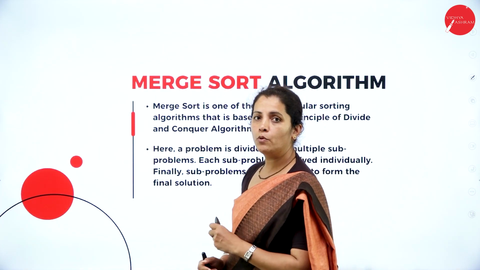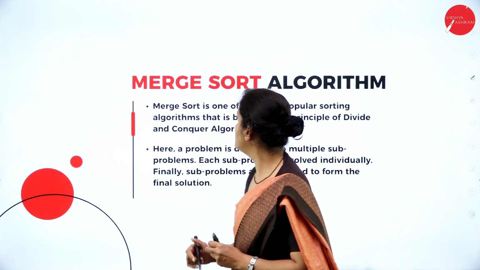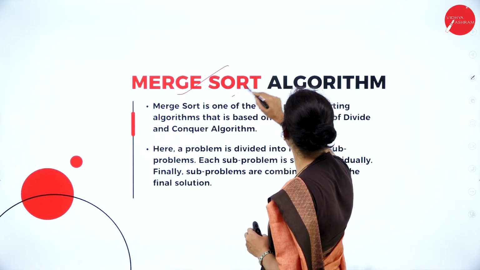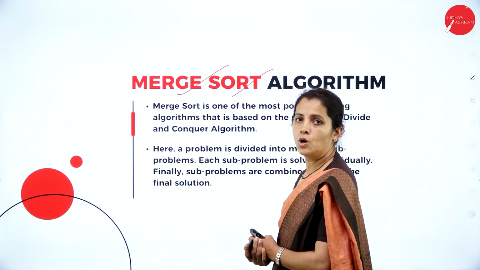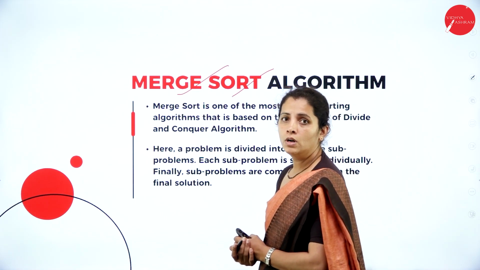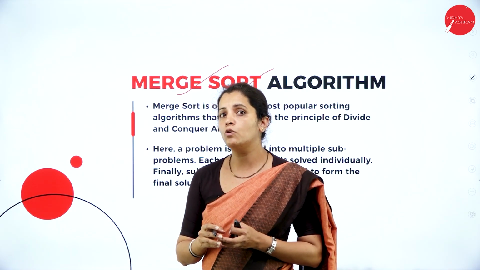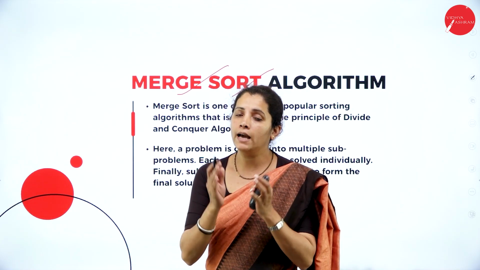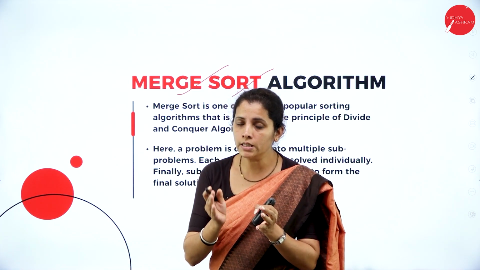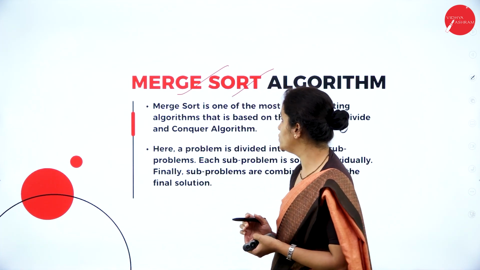Okay, fine. Then I'm going to have one more algorithm, that is nothing but the merge sort algorithm. So what I will do, I'm going to divide the complex task into smaller tasks. After that, I'm going to find the solution. Then at the end, I'm going to club the solution.